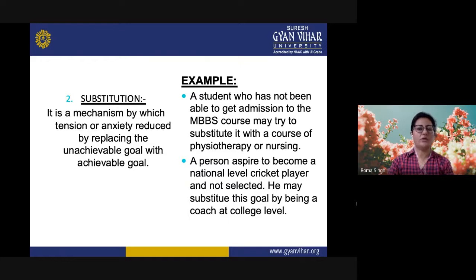A student who has not been able to get admission to the MBBS course may try to substitute it with a course of physiotherapy or nursing. Maybe he's not capable enough to get into that course, or maybe by luck or some kind of issue he is not able to get admission in the correct course. So he can go for alternative courses at that time, like physiotherapy or nursing. A person who aspires to become a national level player and is not selected may substitute this goal by being a coach at college level.